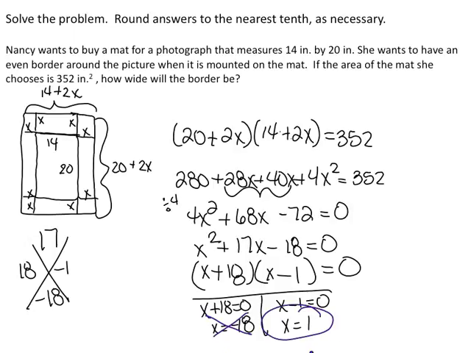So the answer is going to be X is equal to 1. So the border around the picture is going to be 1 inch. And that's our answer.